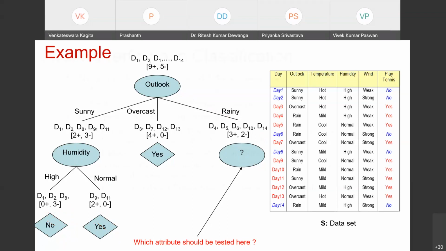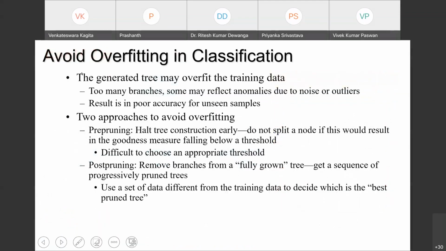Right. So there are some problems. Sometimes you may get overfitting. So how to avoid overfitting in classification? Okay, so the generated tree may overfit to the training data sometimes.